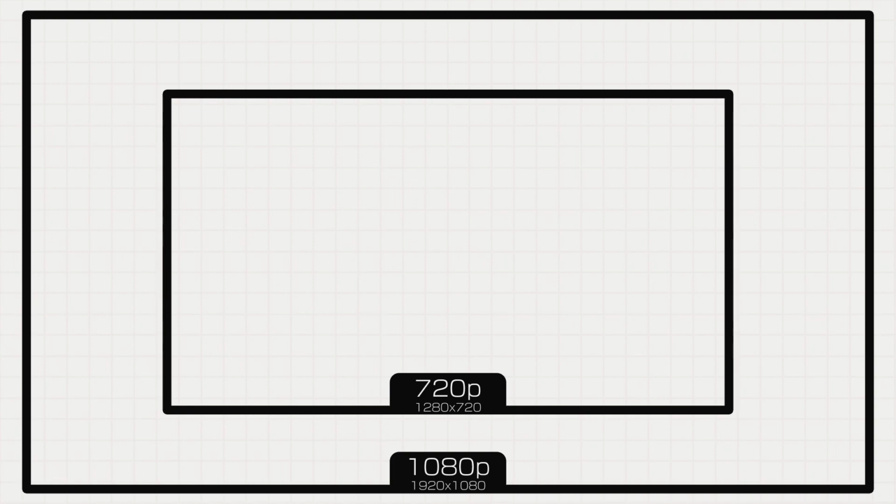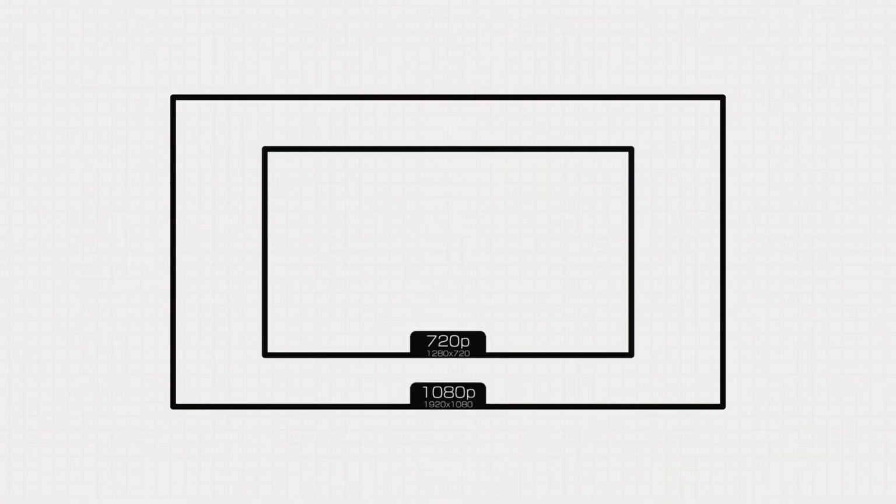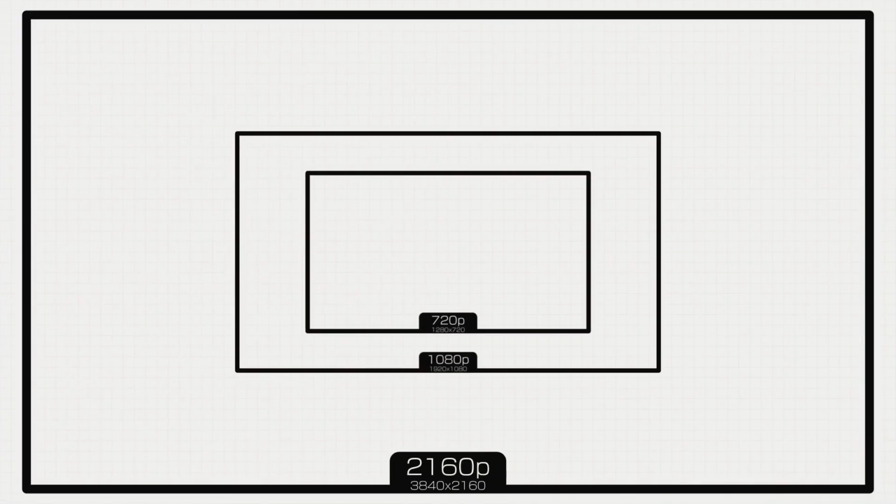720p is 1,280 pixels horizontally and 720 pixels vertically. 2160p is 3,840 pixels horizontally and 2,160 pixels vertically. If you haven't heard of 2160p, you may recognize it by its more popular name, 4K, named after the roughly 4,000 pixels of horizontal resolution.